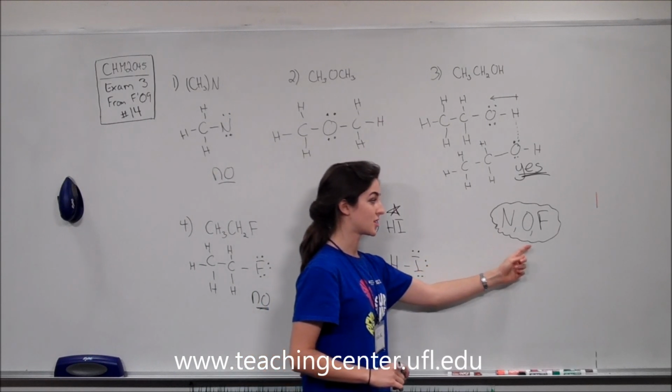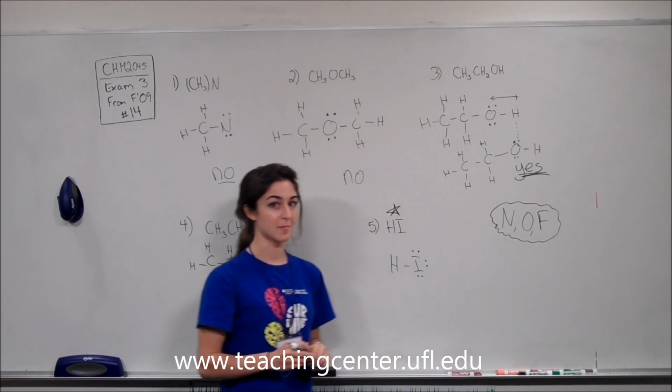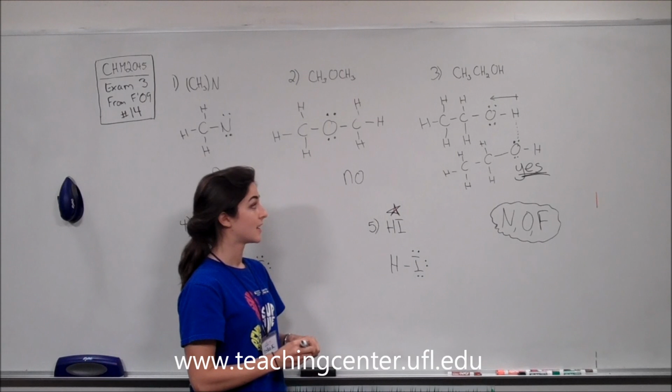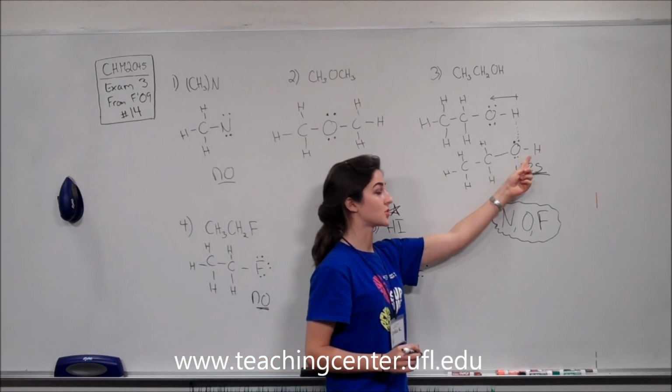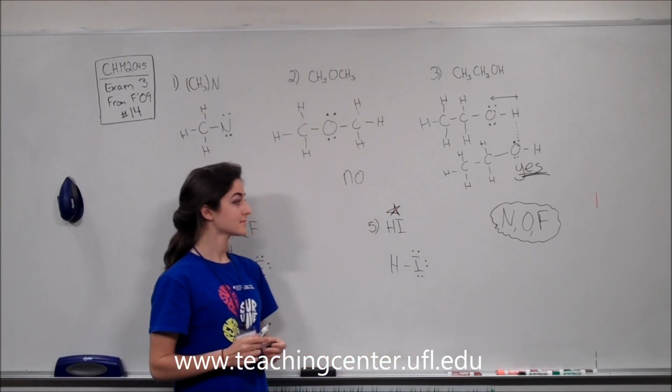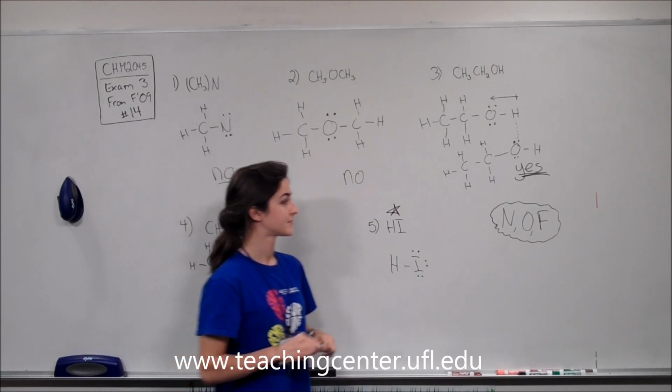So we have nitrogen, oxygen, and fluorine as our main atoms for electronegativity, and they need to be directly bonded to hydrogen. This is our answer.